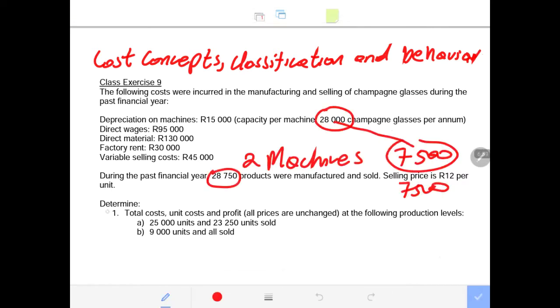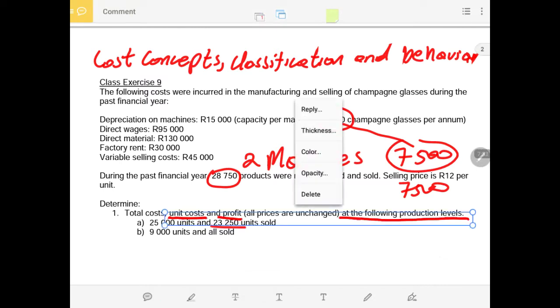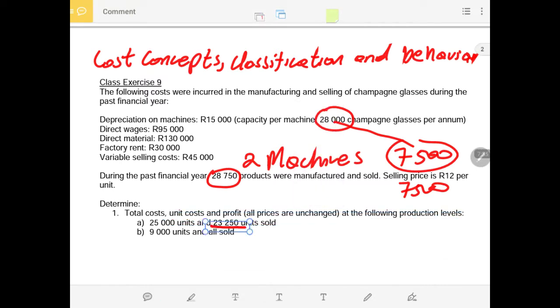We are then required to determine the total cost, secondly the unit cost, and thirdly the profit, if all prices remain unchanged, at the following levels of production activity. We are to calculate the three requirements if we produce 25,000 units and sell only 23,250 units. So how to calculate the total cost, the unit cost, and the profit in scenario A that we are given under requirement number 1.